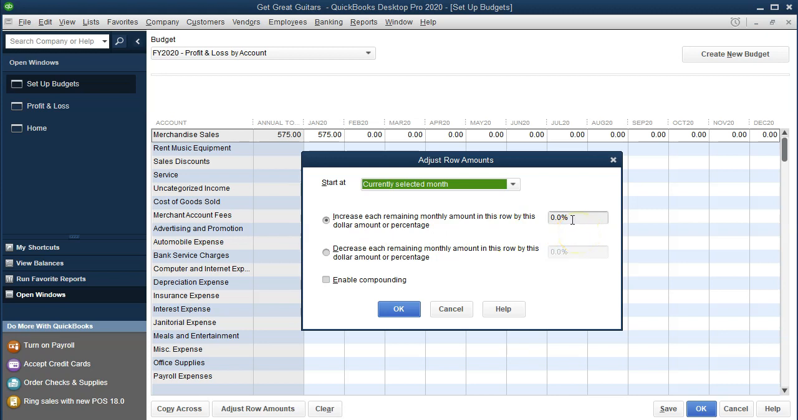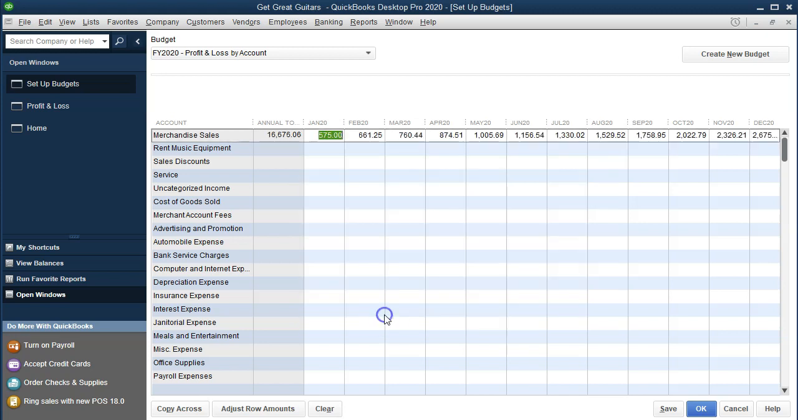So if I delete the percentage sign, then it would be by the dollar amount. If I keep the percentage sign, we're going to say percent. We are going to use 15%. So we think it's going to be increasing by 15%. Now this down here says to enable compounding. So if it's going to increase 15% from January to February, and then February to March, and so on and so forth, then that would be compounding. That's what we want here. So I'm going to enable the compounding. And then we're going to say, okay.